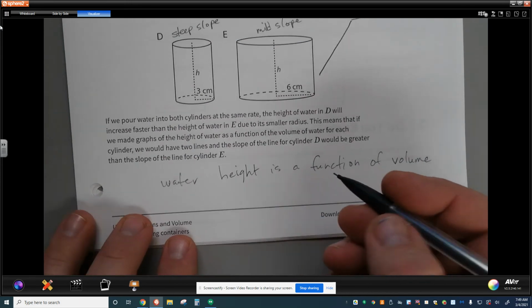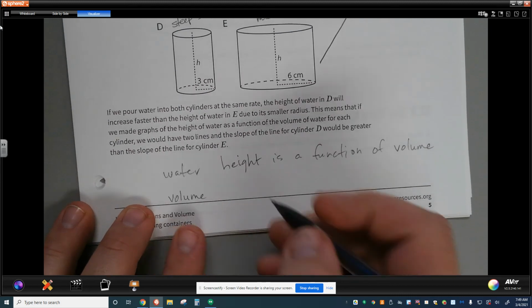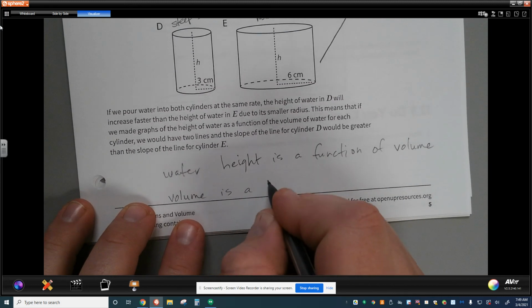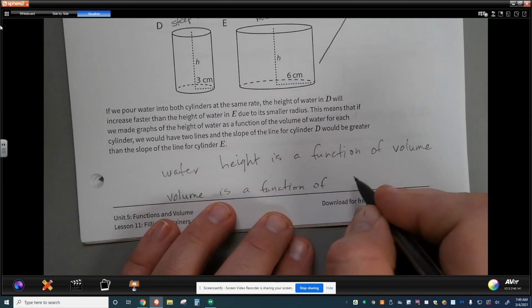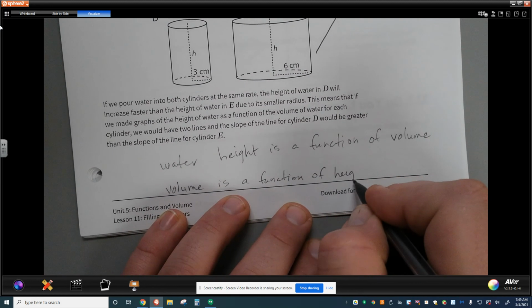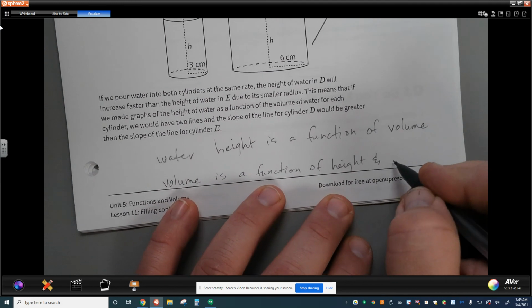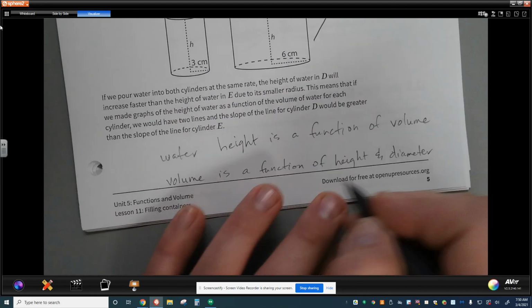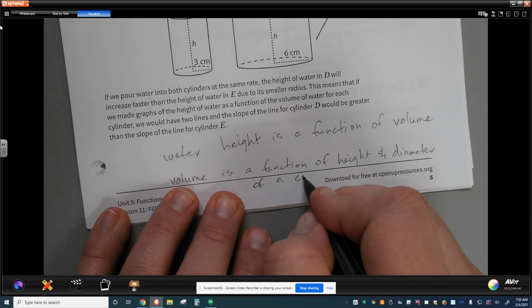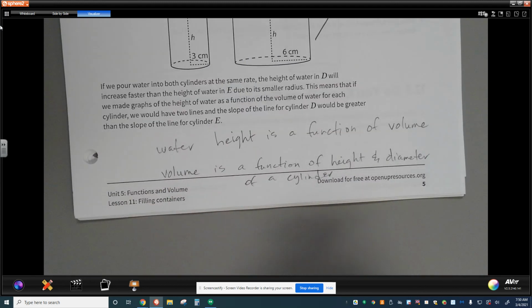What we're going to find out if we flip this around is that volume is a function of two things. This is your little preview: height and diameter of a cylinder. So the volume is also going to change, but it's based on two factors.